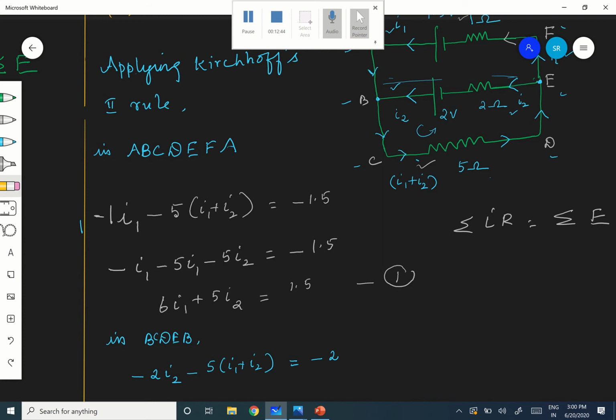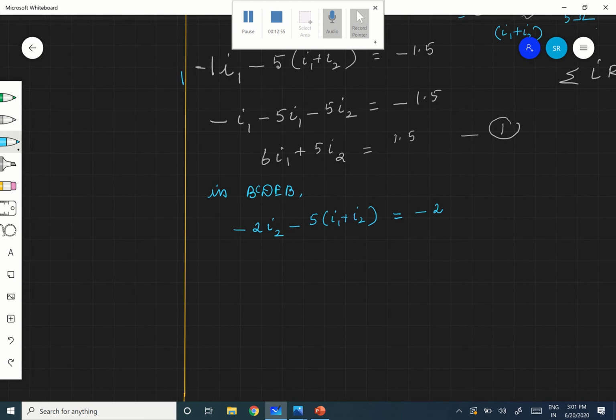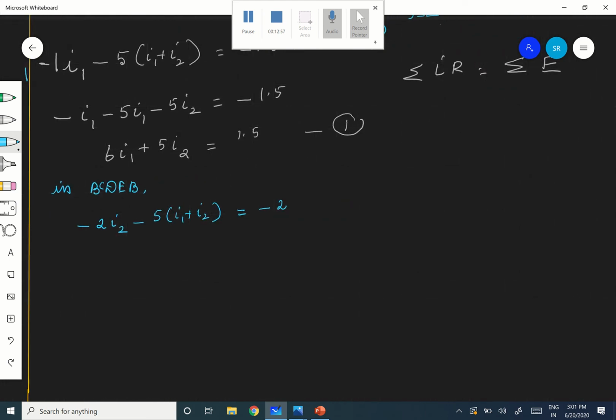That is equal to, okay. Therefore, all minus will go off. Therefore, you will be getting 2i2 plus 5i1 plus 5i2, that is equal to 2. Okay, therefore you will be getting 5i1 plus 7i2, that is equal to 2. So this is your second equation.